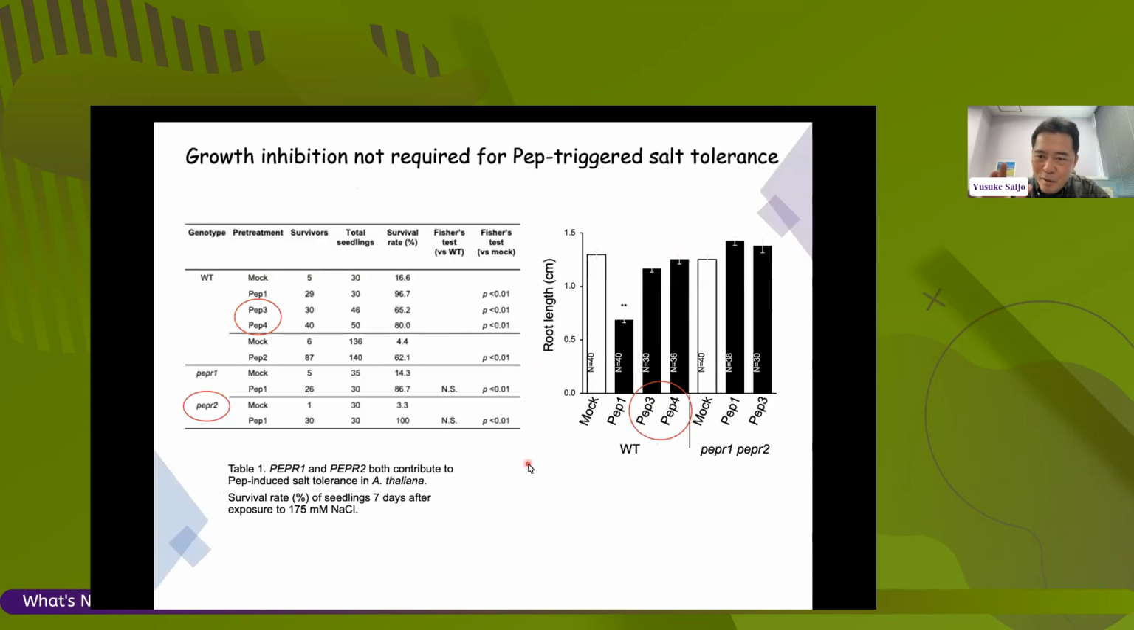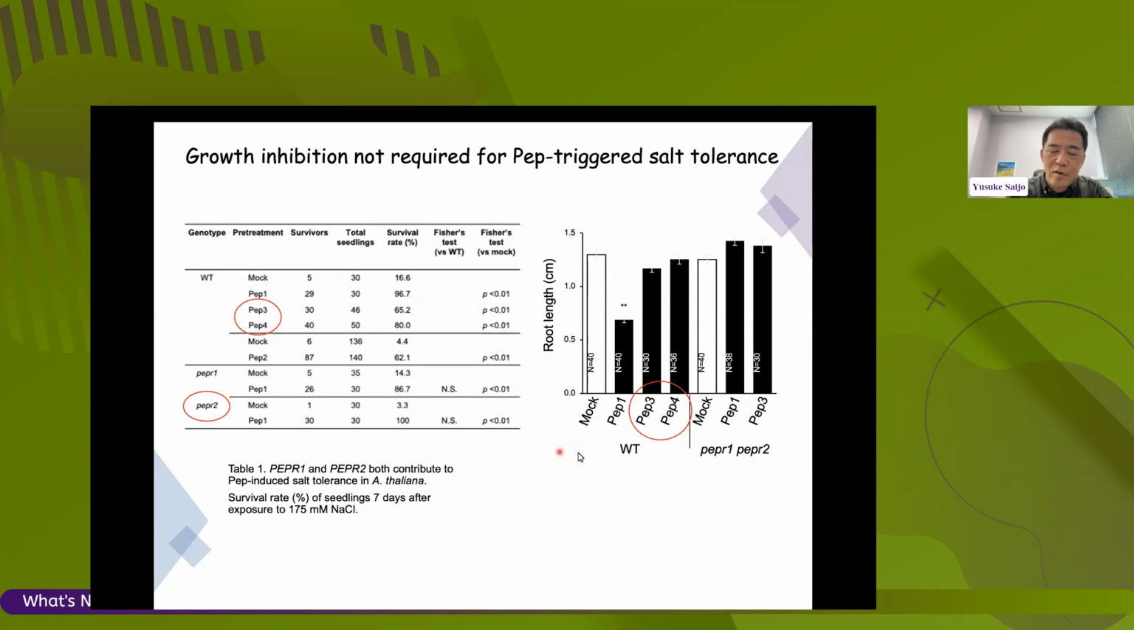But you may be careful and say that the pattern receptor-triggered outputs include growth inhibition, which is prominent when young seedlings are exposed to these MAMPs or DAMPs under sterile conditions. So you may say that the growth inhibition reduces metabolic activity, which may in turn reduce the unwanted uptake of salt from the medium. But we tested this by testing different settings in which, for example, PEP3 and PEP4 induce defense responses and also salt tolerance, like here, without compromising root growth.